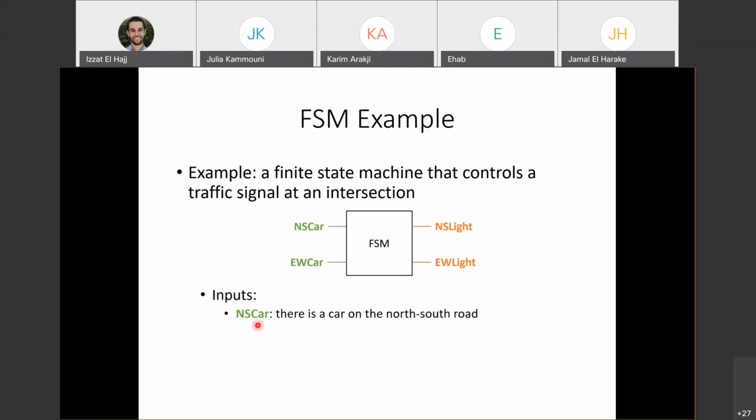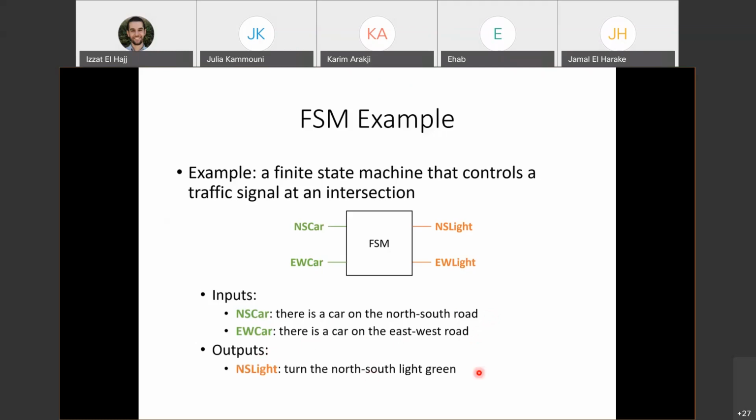So NS car will tell us that there is a car waiting to pass on the NS north-south road, and EW car tells us that there's a car on the east-west road. So these are the inputs, and the outputs are going to be commands to the traffic lights to turn green. So NS light is going to be 1 if we want to turn the north-south light green. It's going to be 0 if we want to turn the light red. And then EW light is going to be 1 if we want to turn the east-west light green. Otherwise, we're going to turn the east-west light red.